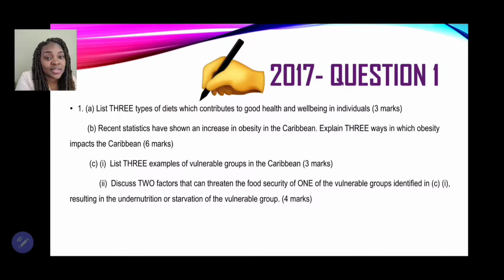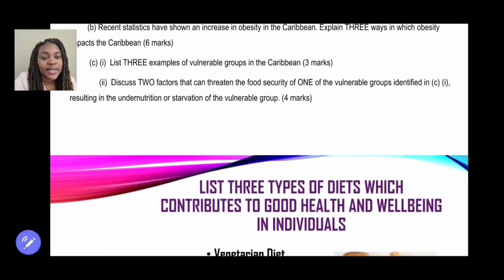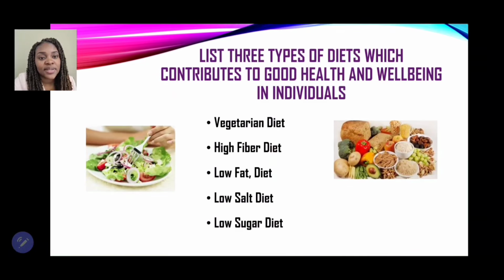So under this question here, we can include how it affects the Caribbean. So we can look at finances as one, right? And list 3 examples of vulnerable groups in the Caribbean. And finally, discuss 2 factors that can threaten the food security of one vulnerable group identified, resulting in undernutrition or starvation of the vulnerable group. All right. Now let us look at the ideal responses.